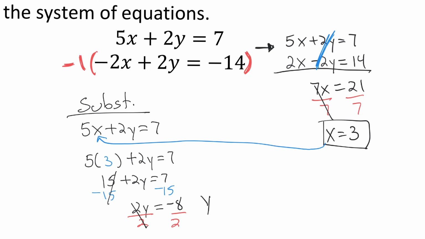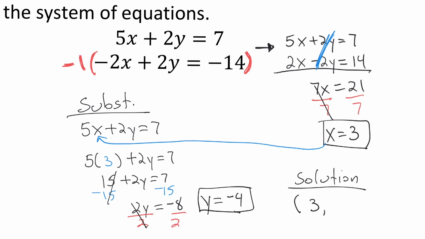So y equals negative 8 divided by 2 is negative 4. So now you write your solution. And remember, it has to be in parentheses. So x is first and then the y value. So my solution is negative 3 comma negative 4.